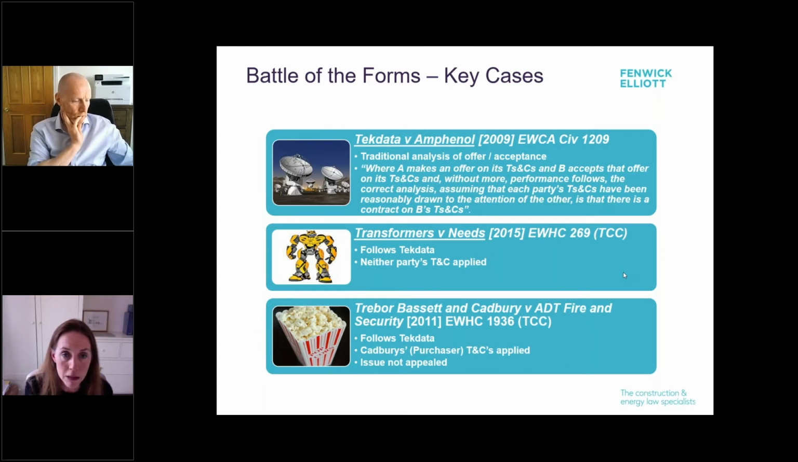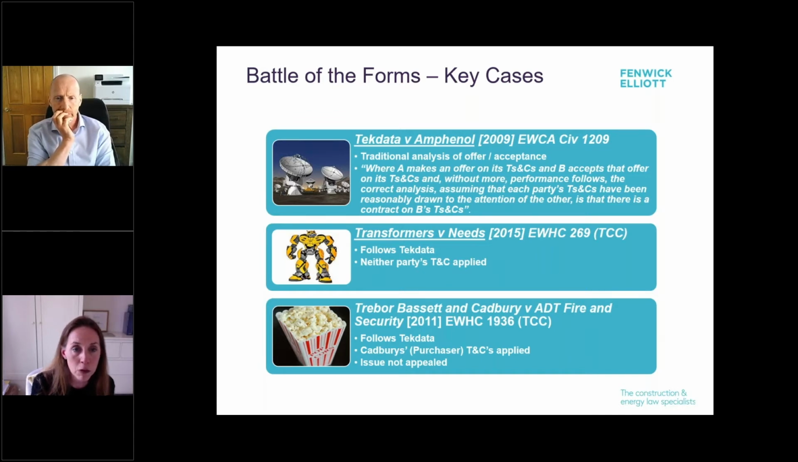The leading case comes from the Court of Appeal, and it's Tech Data and Amphenol. Tech Data had been buying connectors from Amphenol for years, and they got into an argument about quality and delay on one particular transaction. Tech Data argued that the terms of its purchase order applied, but Amphenol insisted its order acknowledgement, referring to its own terms with a limit on liability, applied. Amphenol was right.